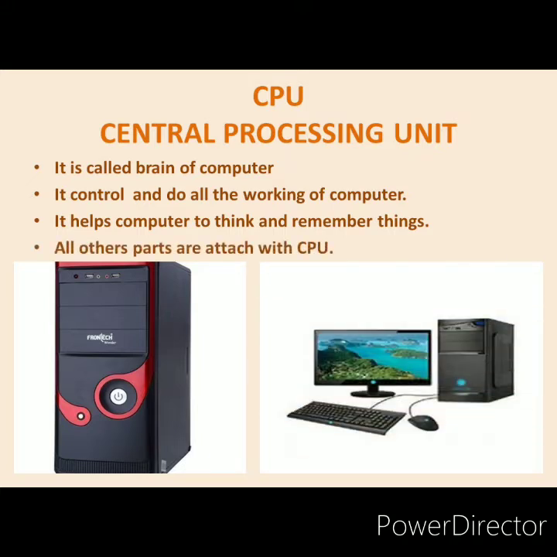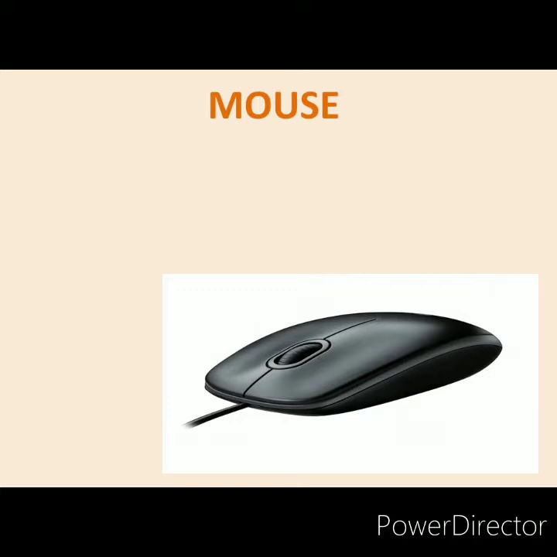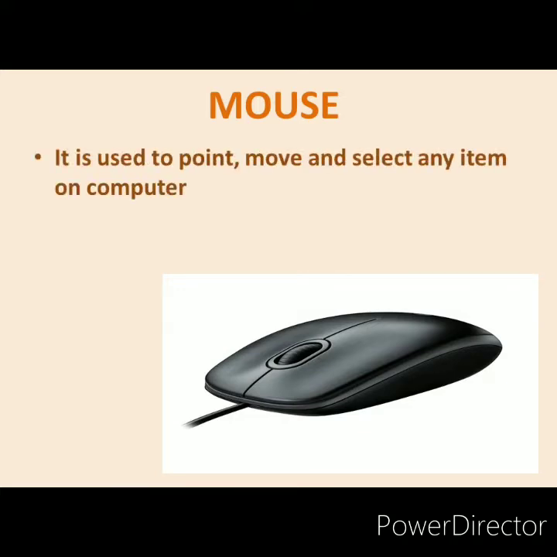Okay, next part is, here is the computer system you have seen in lab: monitor, keyboard, mouse and CPU. Okay, mouse. Everyone has seen the mouse in lab. Okay, it is used to point something on the screen. It is used to move some items. It is used to select any item on a computer. Okay, the mouse is also used for drawing in paint. You can make painting with help of mouse. And mouse has two buttons, left button and right.